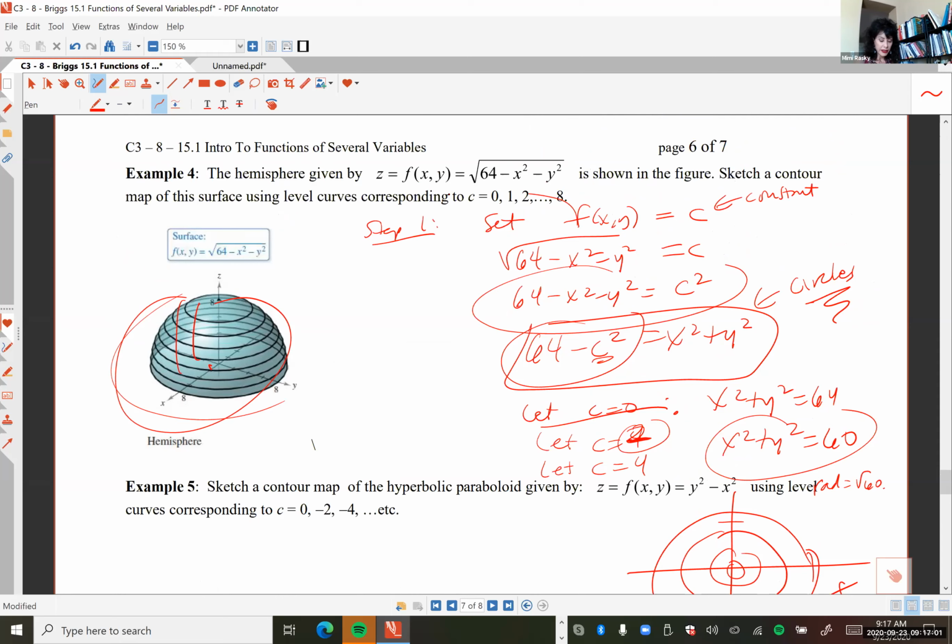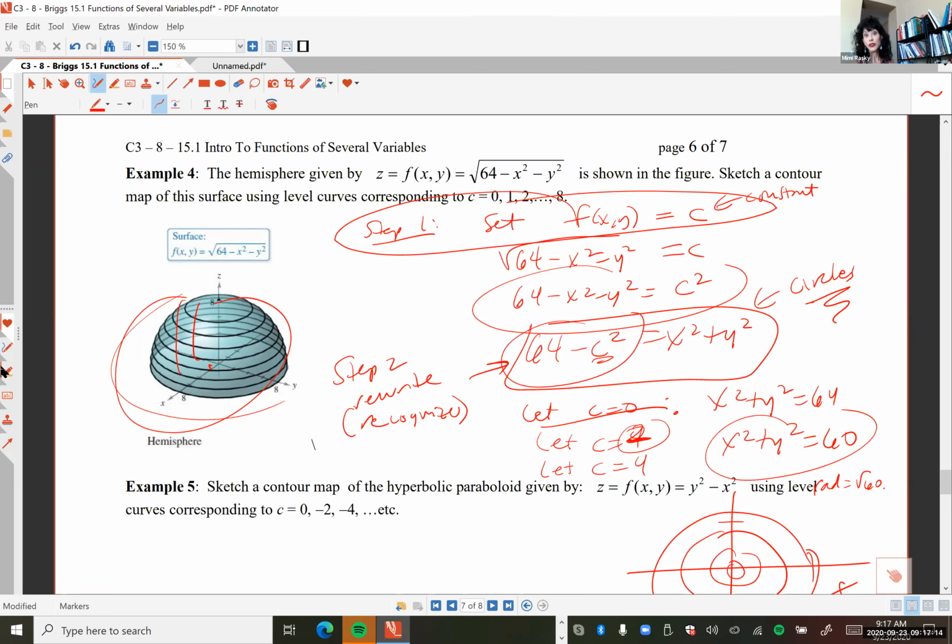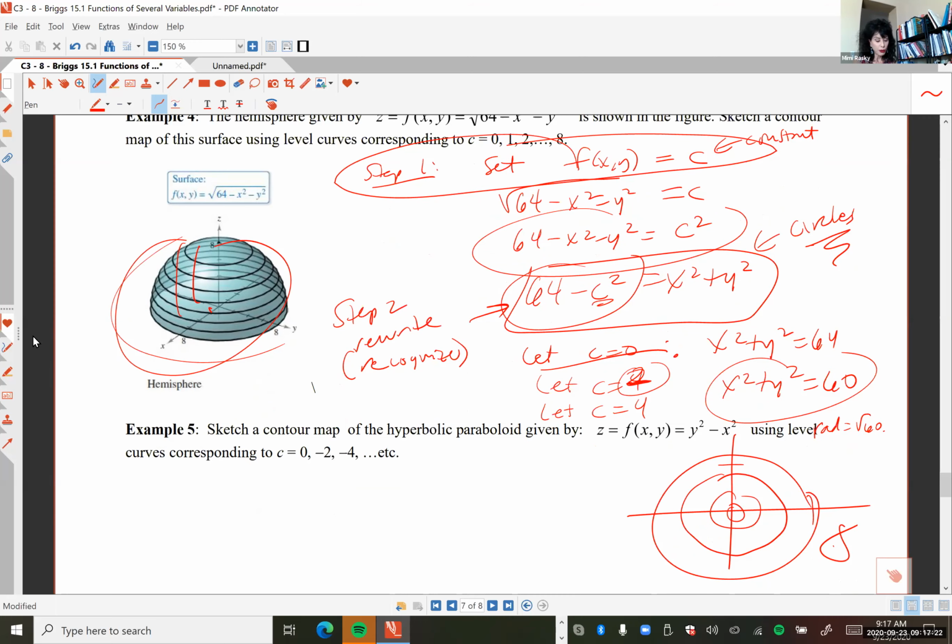And the idea is set your function equal to a constant, rearrange it, rewrite it so you can recognize it, whether circles or maybe they're parabolas or maybe they're ellipses, who knows, some sort of equation that's recognizable, and then start plugging in various values of C and actually graph those equations, and that'll give you the contour map.